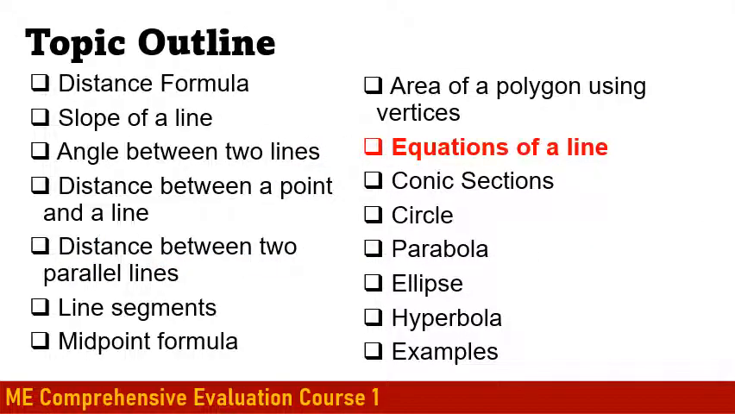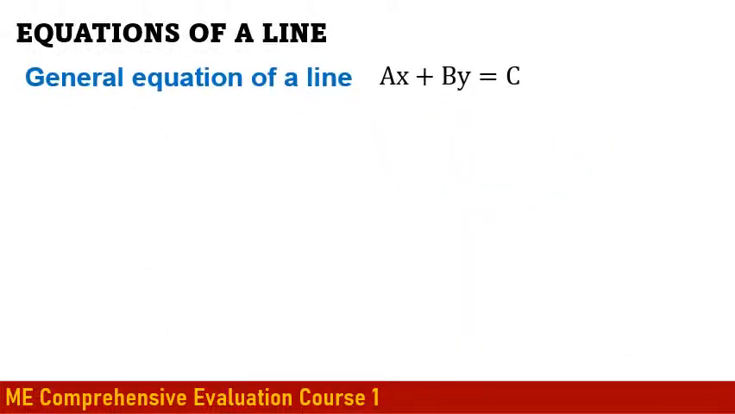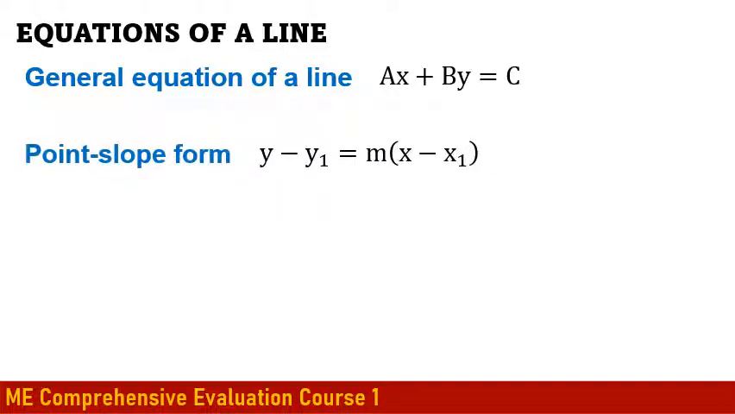Let's move forward to the different equations of a line. So the general equation of a line is ax plus by equals c. For the point-slope form of the equation of a line, this is the form wherein we're given a slope m and a point, which is denoted by x sub 1, y sub 1. So if we have a point and a slope of a given line, then we can get the equation using the point-slope form.